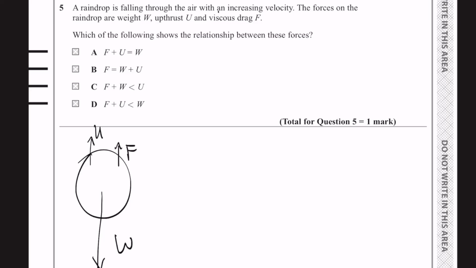Because the drop is falling down with increasing velocity, we know that the resultant force has to be in the downward direction, meaning that W has to be greater than F plus U. So this here corresponds to the correct answer, being D.